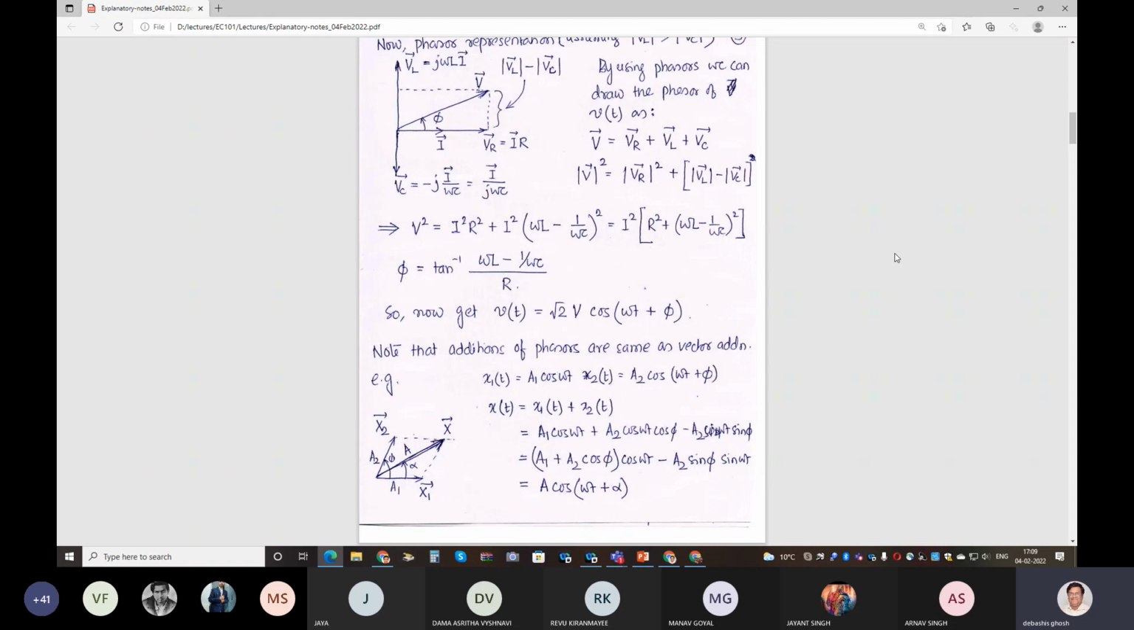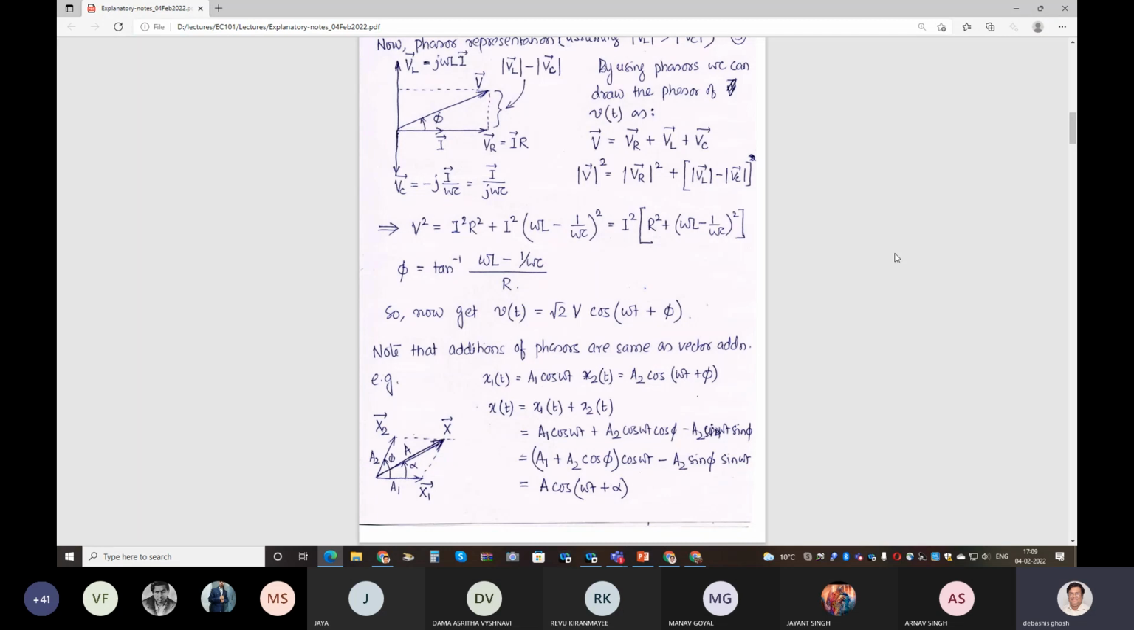Okay, and as we have seen mathematically in the last class, as a result of this reactance, the current and voltage in an RLC circuit, where there is L and or C, means there may be both L and C, or only L or only C, will generally differ in phase.